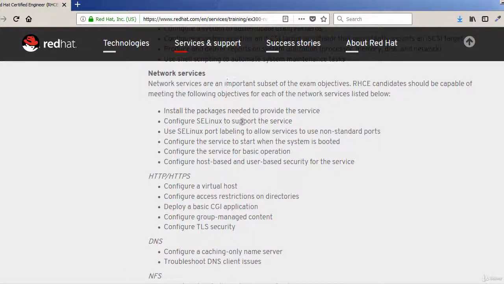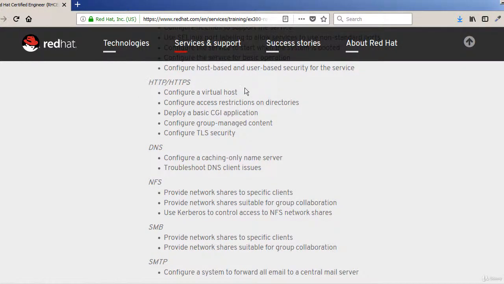Under network services, you should know what SELinux is, how to install packages on a Linux system, on a Red Hat Linux system. SELinux port labeling, services, how to configure them so they start at boot time and you don't have to start them every time the system is started. Configure the service for basic operation, host-based and user-based security.